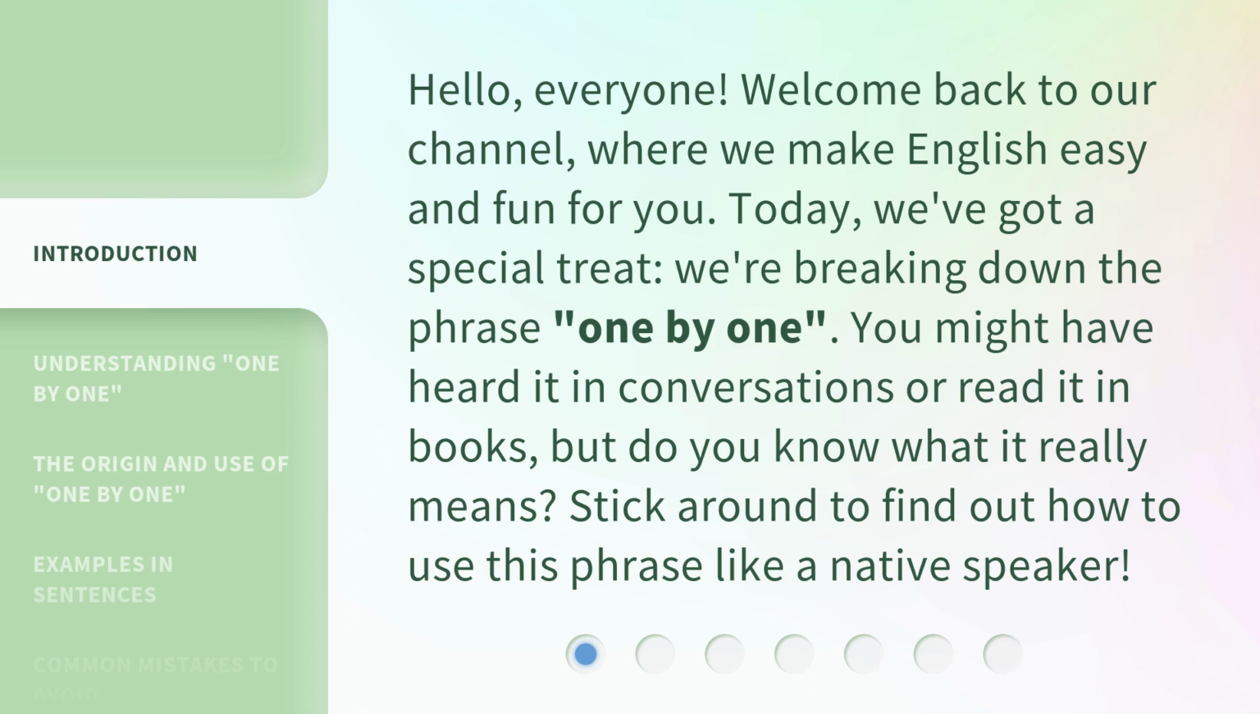We're breaking down the phrase, one by one. You might have heard it in conversations or read it in books, but do you know what it really means? Stick around to find out how to use this phrase like a native speaker.